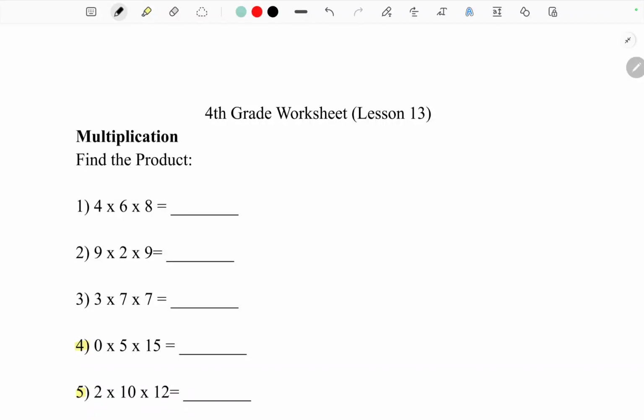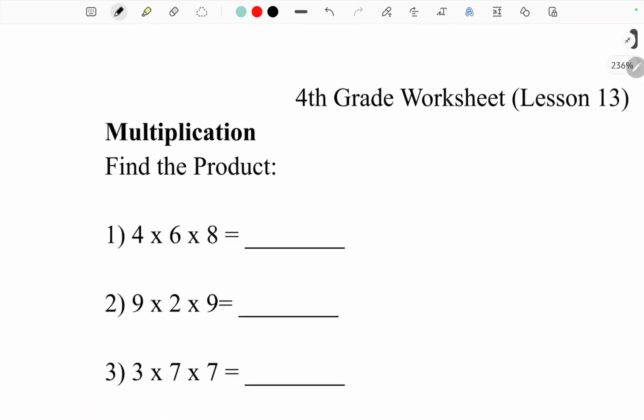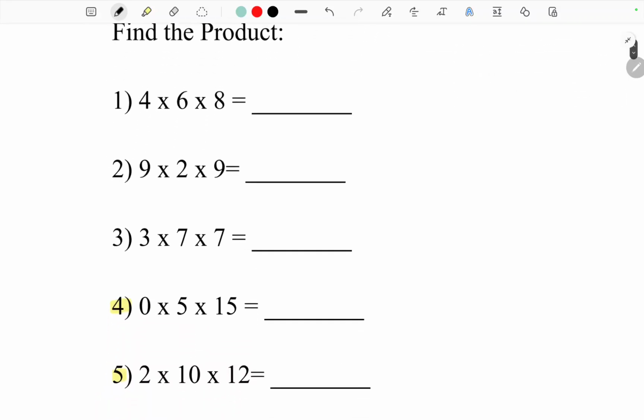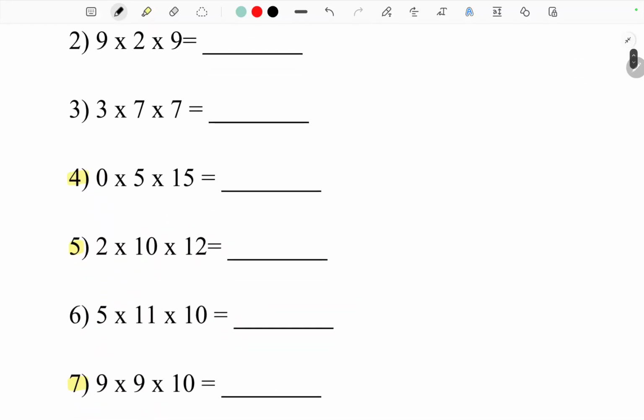Well, this is the fourth grade worksheet, and we will go over the ones that are highlighted. Okay, so the first part asks you to find the multiplication. So we'll just basically multiply.